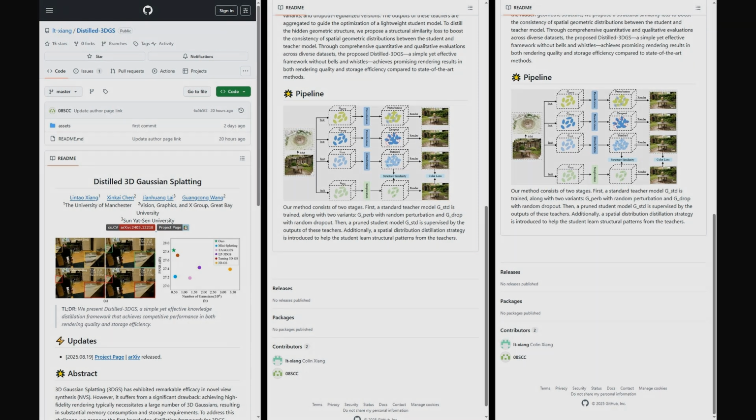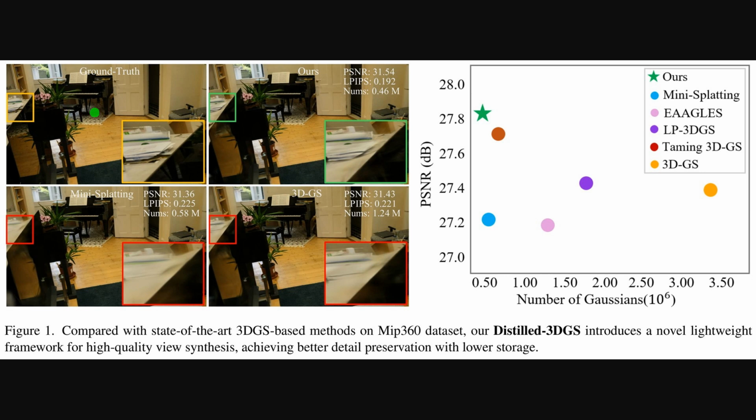On the left, we are looking at side-by-side renderings that compare ground truth, the distilled student, mini-splatting, and standard 3DGS. You can see sharper textural details in the student crops, which stand out because edges on the desk and piano remain crisp at much lower Gaussian counts. On the right, the scatter plot summarizes the trade-off. The green star sits higher with fewer Gaussians, so quality improves while storage drops. Overall, the visual and numeric cues align with the multi-teacher plus histogram approach.